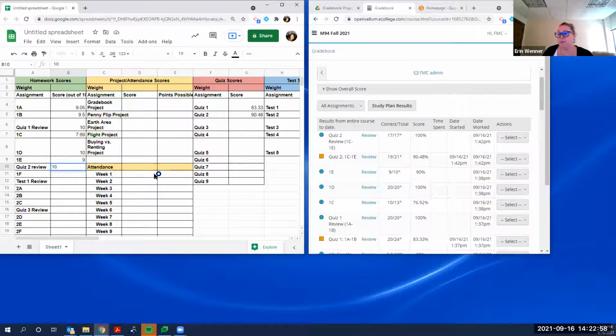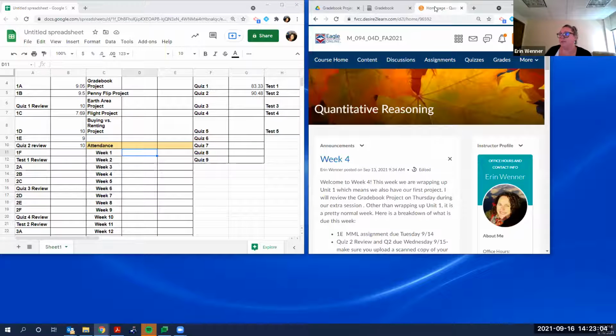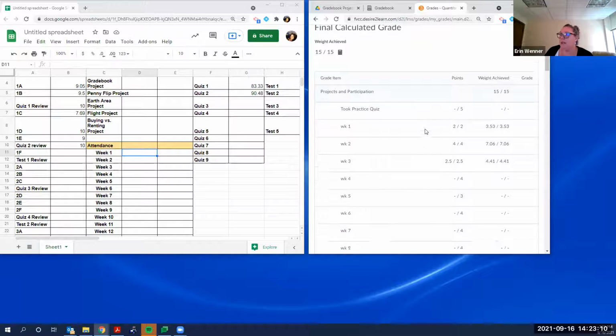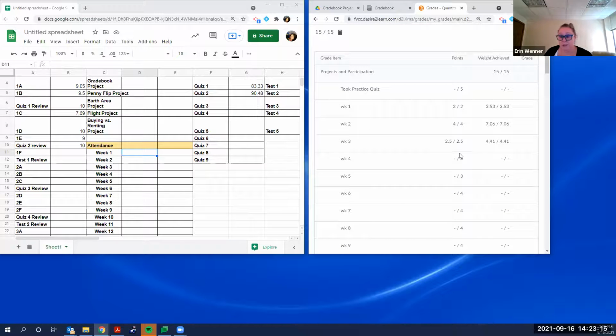The other place we need to get points is for your attendance. Okay, so to get your attendance, we're going to go to Eagle Online and you're going to click on grades. And then it's going to show you a column that says points and then a column that says weight achieved. Ignore the weight achieved part. That's not important. All we're focusing on are the points.